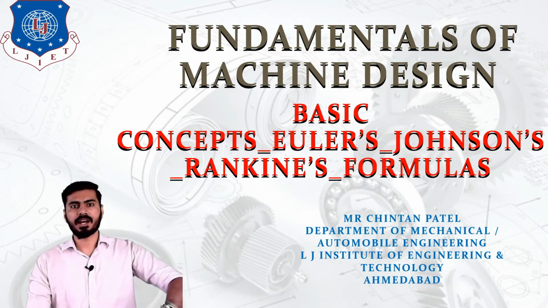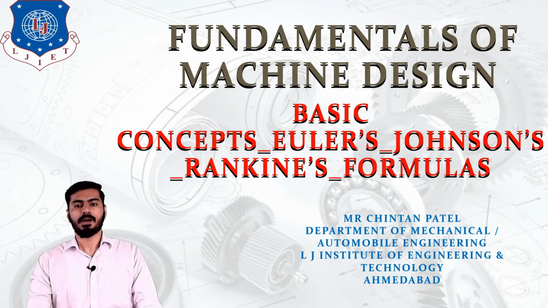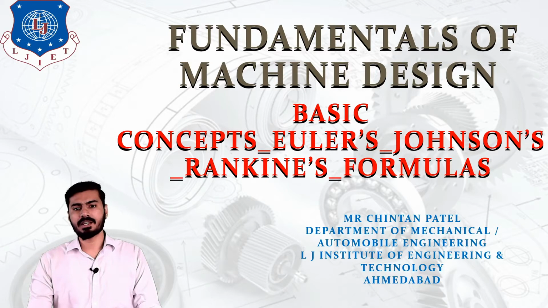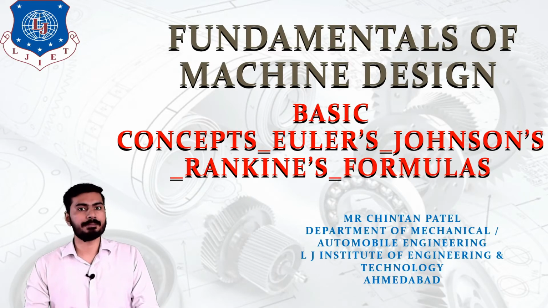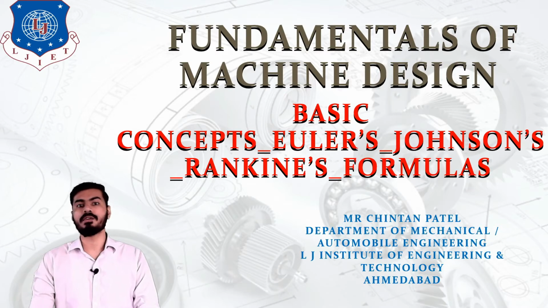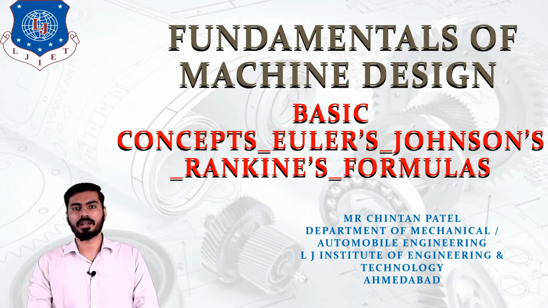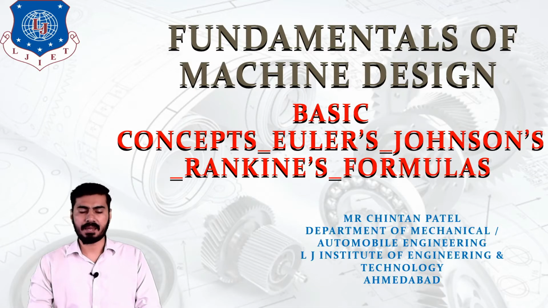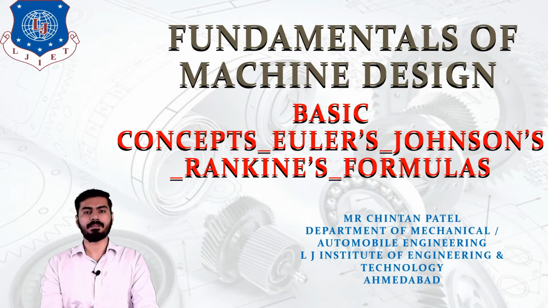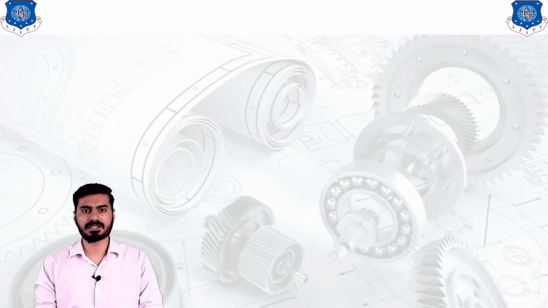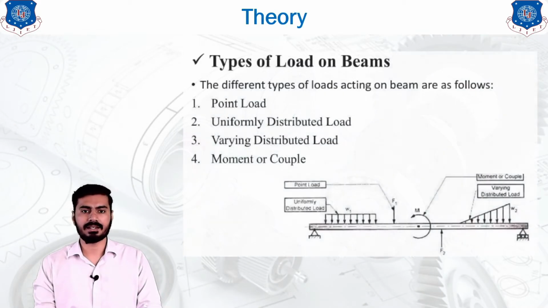In this lecture, we are going to learn about the concepts of the Euler's, Johnson and Rankine formula. The basic concepts regarding the beams and columns were already discussed in the previous lecture, and if you have not seen that lecture, then I would recommend you refer to it to understand the terms regarding this chapter, as well as different types of beams and loads, and different types of supports, which are also explained in the previous lecture.